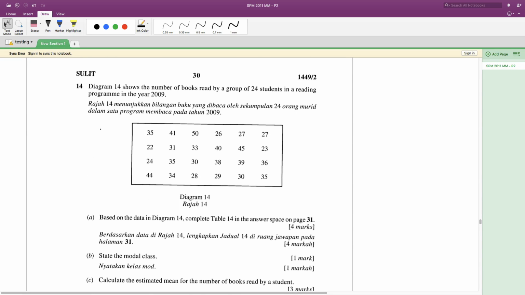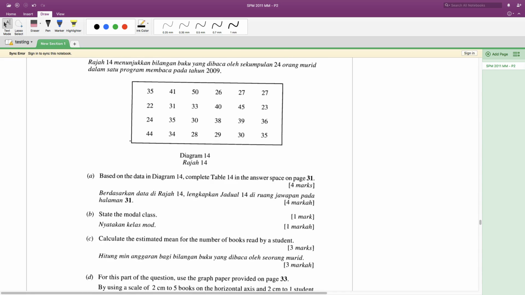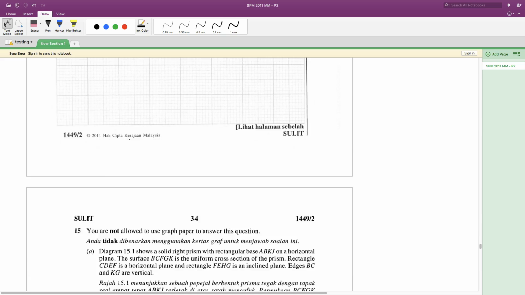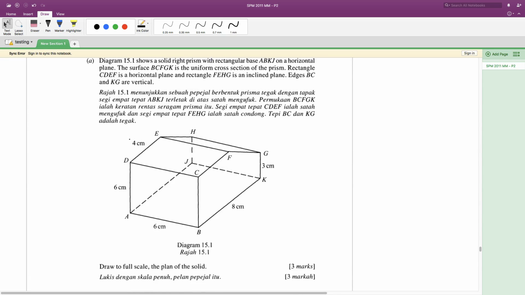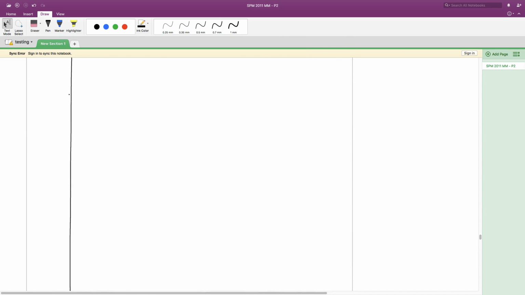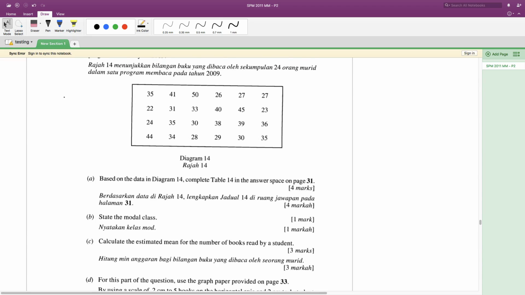Okay, question 14. Okay, this one, yeah, we will do this one, definitely, statistics. And then we'll draw the graph. Yeah, for question 15, I will just guide you because it's quite hard for me to draw it here, but I will guide you, no worry. Okay, go to the statistics first.